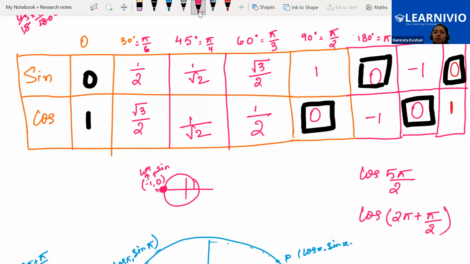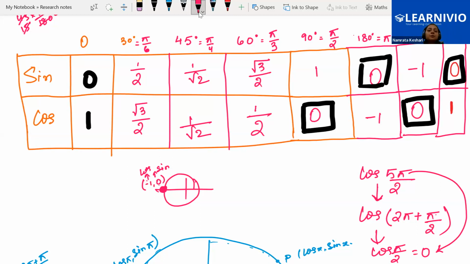Can we write this 5 pi by 2 as 2 pi plus pi by 2? Alina, can we write 5 pi by 2 as 2 pi plus pi by 2? Yes, ma'am. That means nothing but cos pi by 2. Just now we discussed it, and cos pi by 2 result is 0. That means at cos 5 pi by 2 also the result is 0. Yes. So at pi by 2, at 3 pi by 2, at 5 pi by 2.